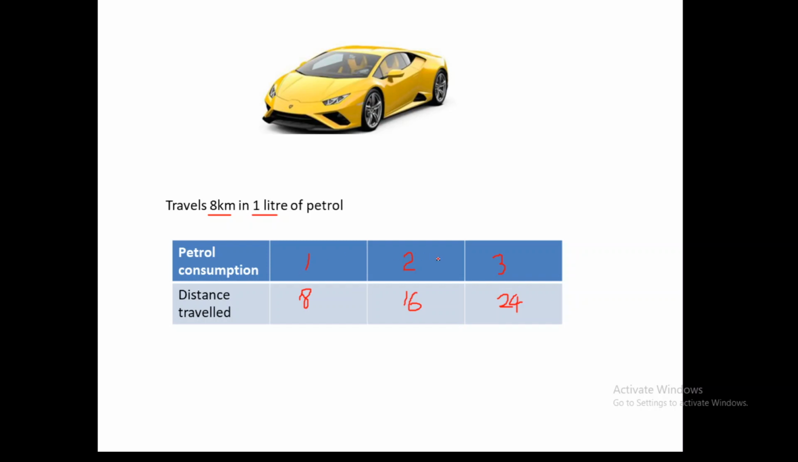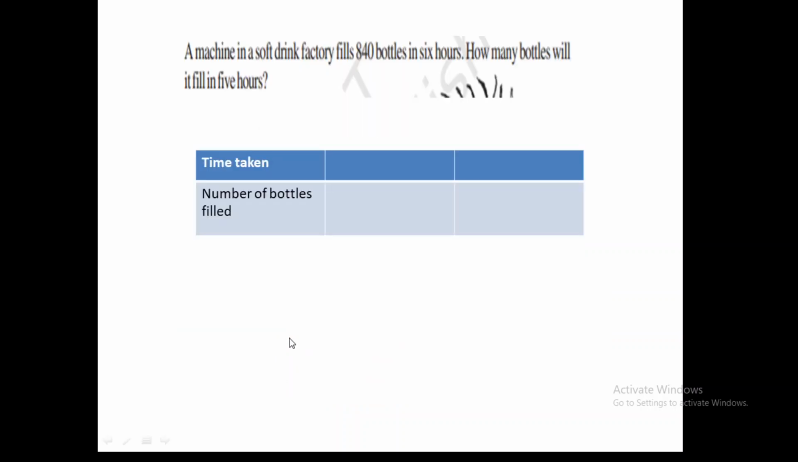So one increases, the other also increases. Petrol consumption increases, distance traveled also increases, right? So if you take this as fractions, 1 by 8, 2 by 16 and 3 by 24, all are equal fractions, right? Like fractions. So this is the property of direct proportion. Now we discuss a question.